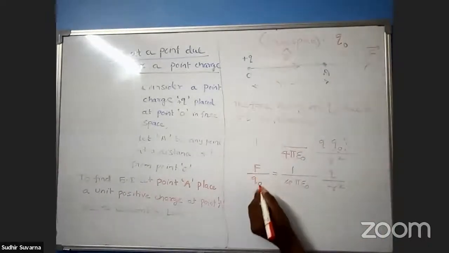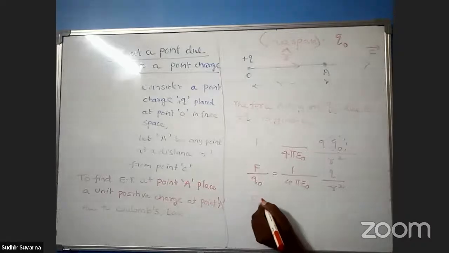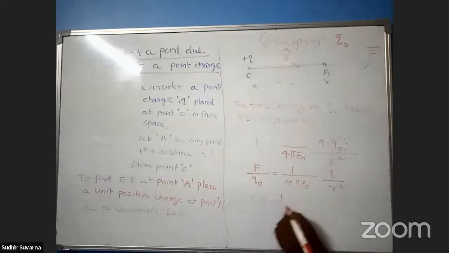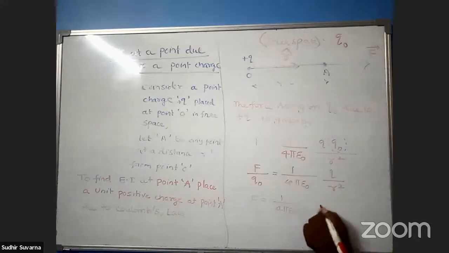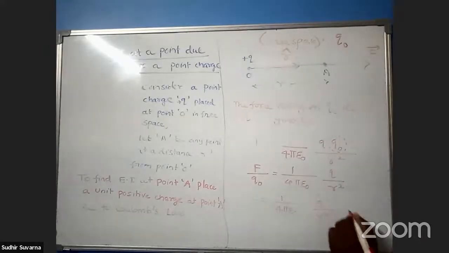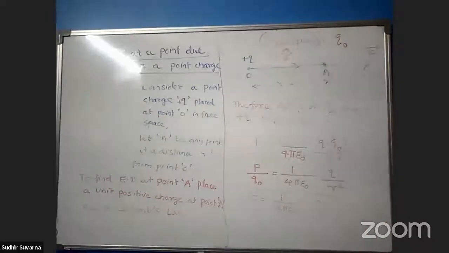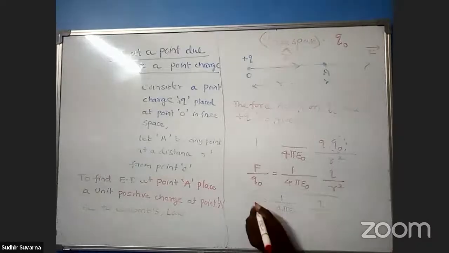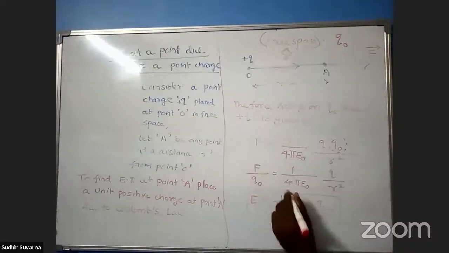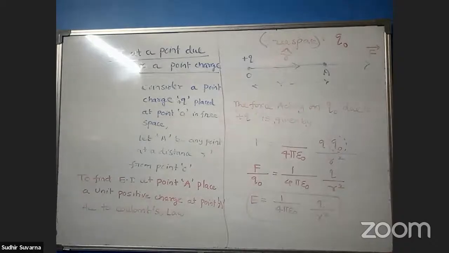Now, F upon Q0, don't you think it is electric intensity? So you can write E is equal to 1 upon 4 pi epsilon 0 Q upon R square. So this will be the formula for electric intensity at point A. Is it okay? Fine. But you complete this, hopefully, the marker will get better. Complete this.